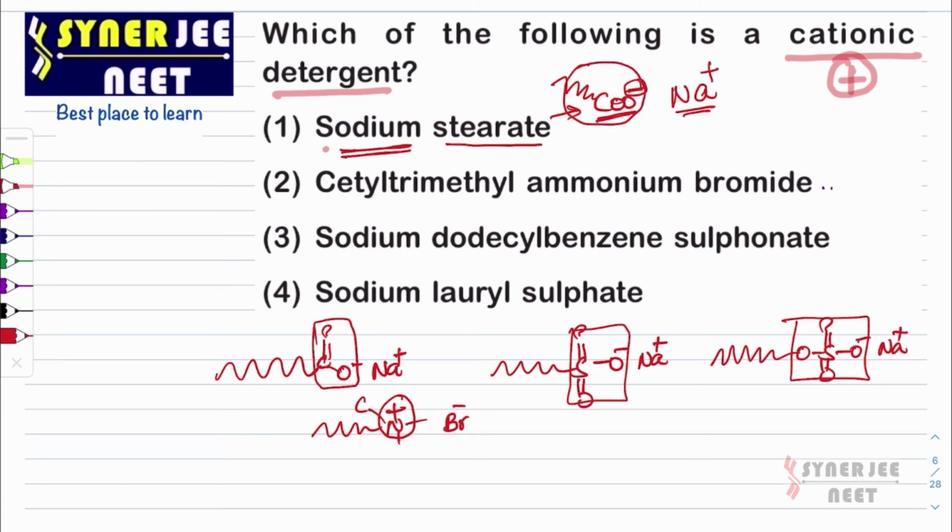When a detergent molecule is acting as a detergent, this organic molecular part is the main participant, not the inorganic part. Since the organic molecular part is negative here, this is a molecule we don't want, because they want a cationic detergent, not an anionic detergent. So the first one is excluded.